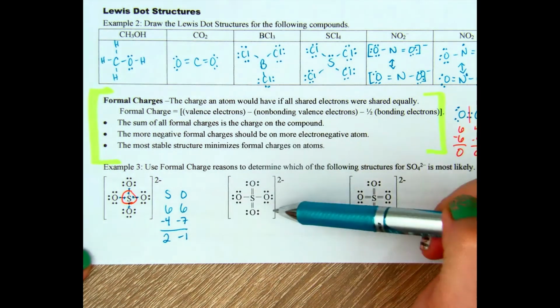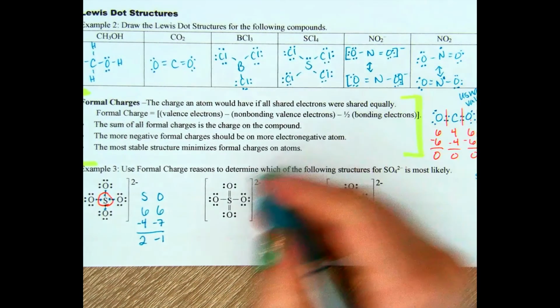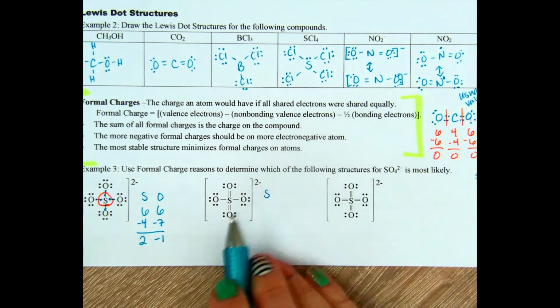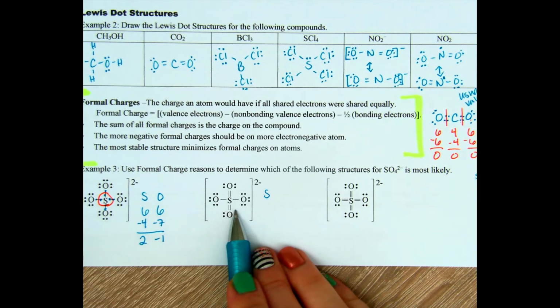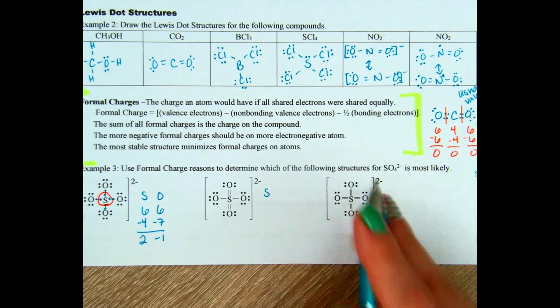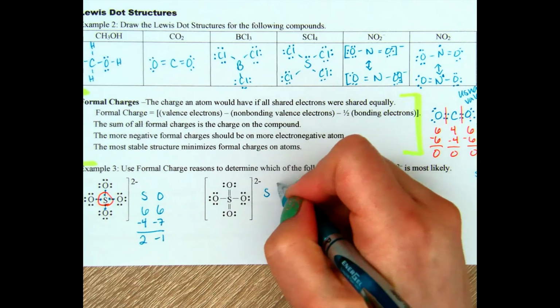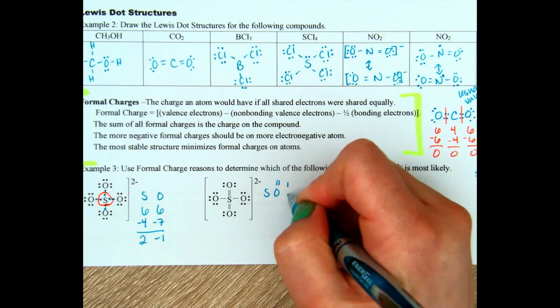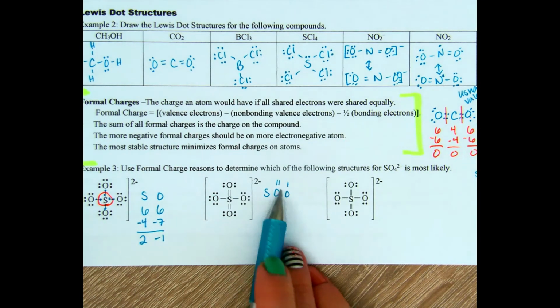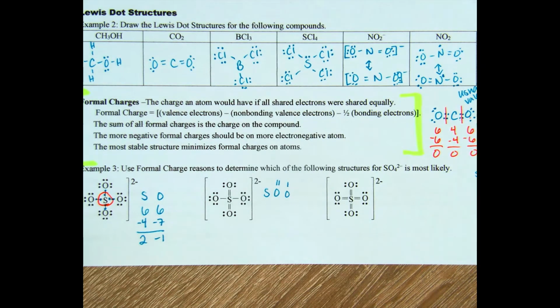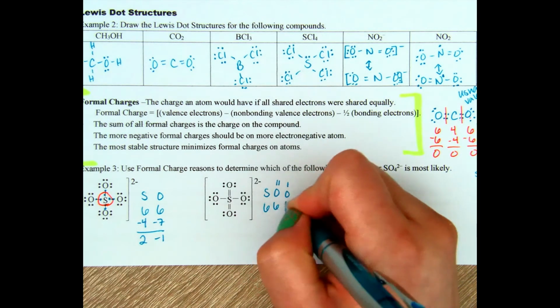So let's do the next one. For this one, we also have our sulfur, but look, we have 2 different kinds of oxygens here. So we have double bonded oxygen and single bonded oxygen. So I'm going to differentiate between them. So double bonded oxygen, single bonded oxygen. So these are double and single bonds. That's what that means. Okay, so each of these have 6 valence electrons.